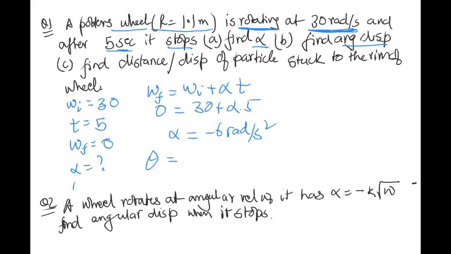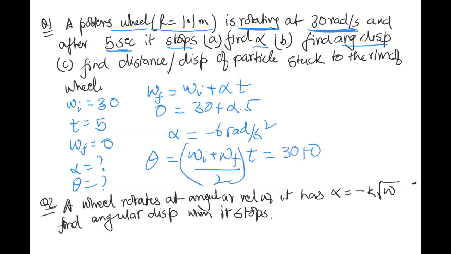Theta also we need to find, is omega I plus omega f by 2 into t. Remember, s is equal to u plus v by 2 into t. Right? This is its angular counterpart. Omega initial is 30 plus final is 0 divided by 2 into t. This is equal to 15 into 5, that is 75 radians.